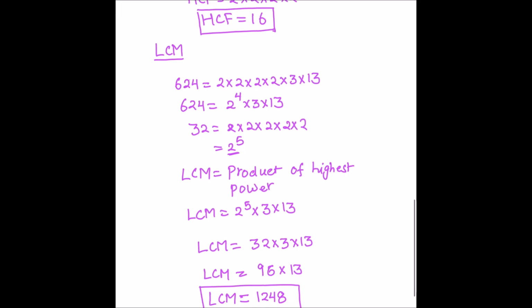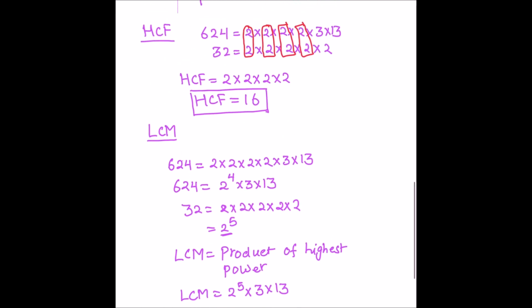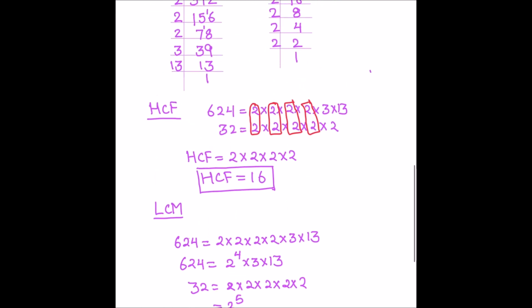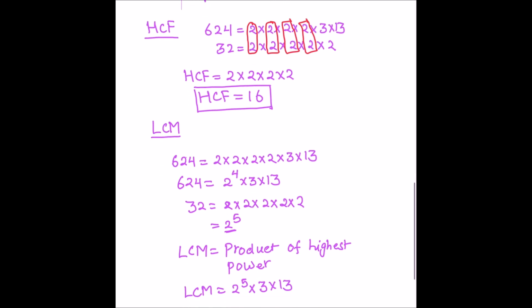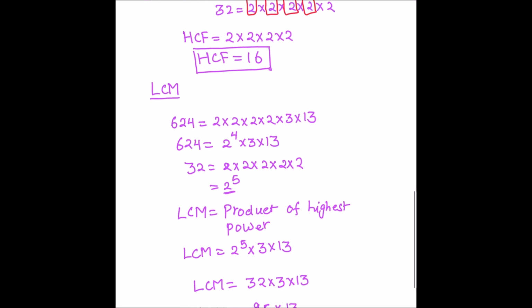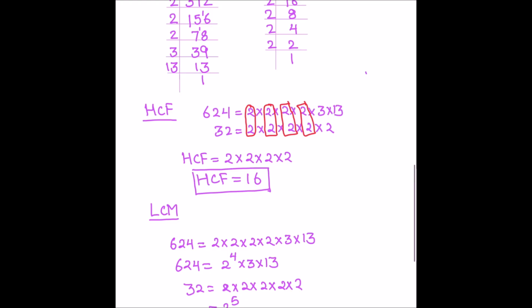So this is how we find the LCM and HCF of 624 and 32. The LCM of the two numbers is 1248 and the HCF is 16.